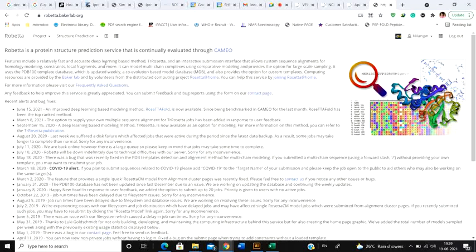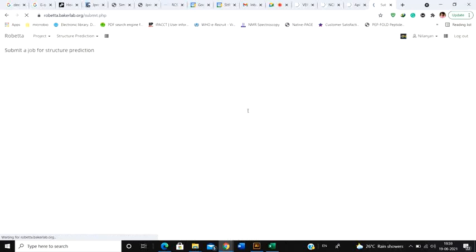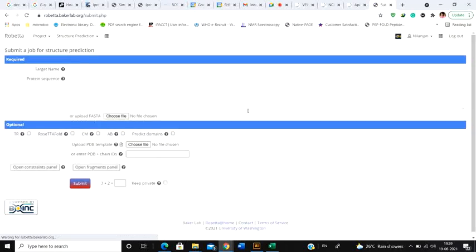So how to use it? It's very simple. All you have to do is click on structure prediction, and then click on submit. But before that, I think you have to make sure you are logged in. You have to register on this particular site. But why is registration required? Because this server has to be maintained by certain people, the bioinformaticians, the computationists. They have to maintain this particular server.